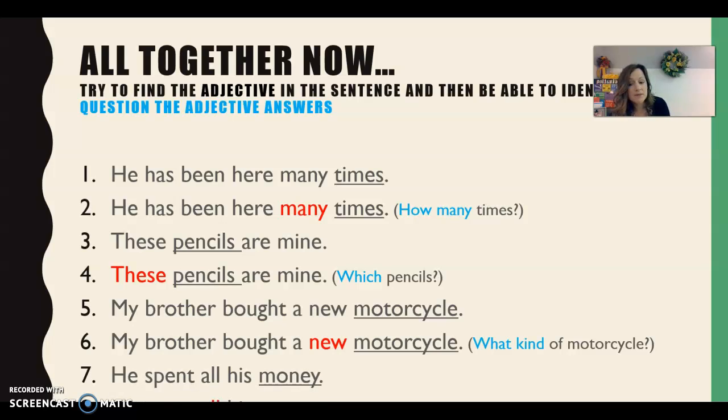He spent all his money. How much money? All of it. Not some of it, but all of it. Okay, and you can add that one as well.